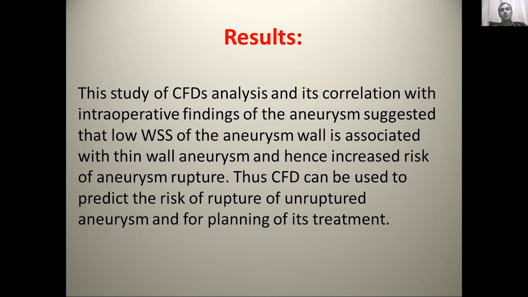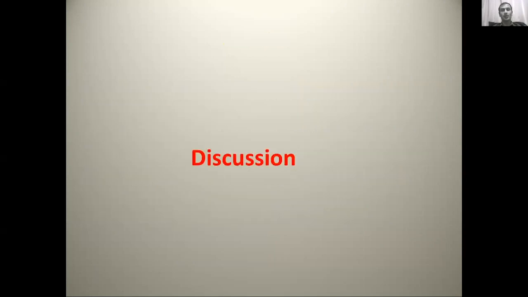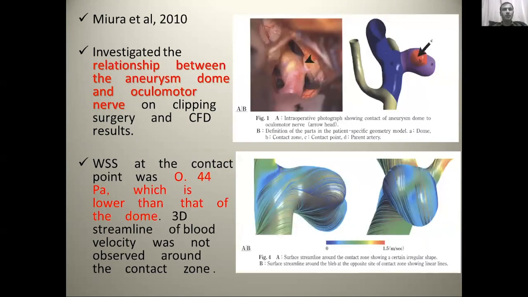The CFD can be used as additional information to predict the risk of rupture of unruptured aneurysm and for planning of the treatment. Some discussion from the literature: Miura 2010, his group investigated the relationship between the aneurysm dome and oculomotor nerve. In this case, you can see the oculomotor nerve and aneurysm dome. And in this investigation, he gives some definitions. This is a dome, aneurysmal dome. This is a contact zone and contact point.